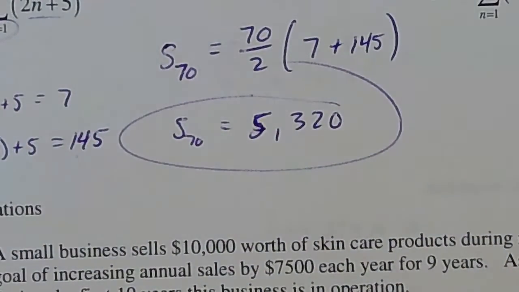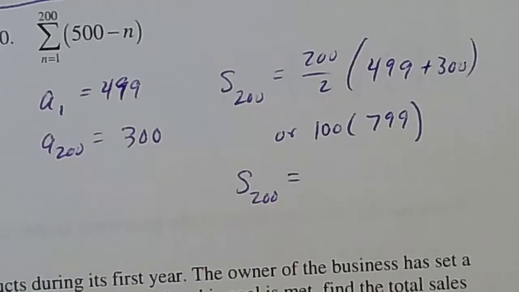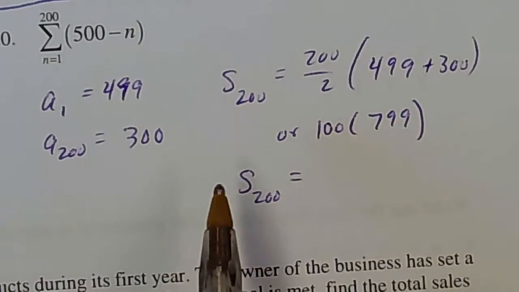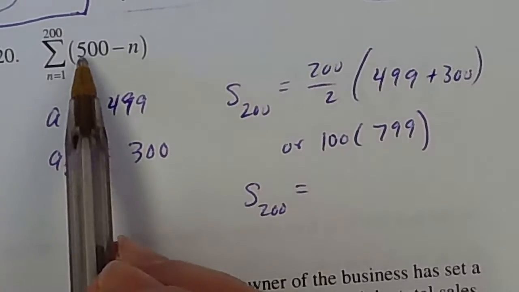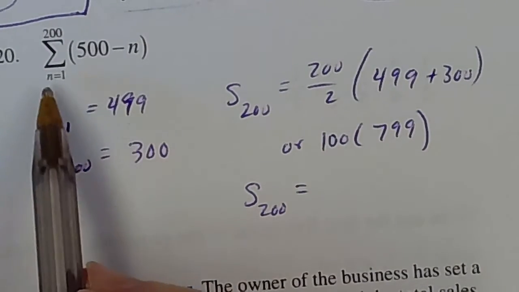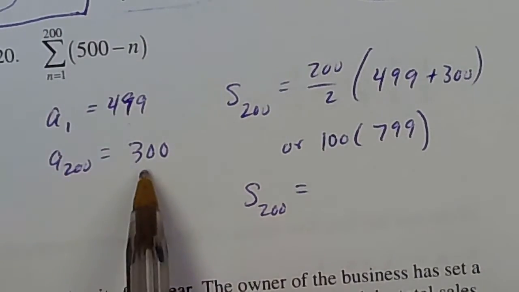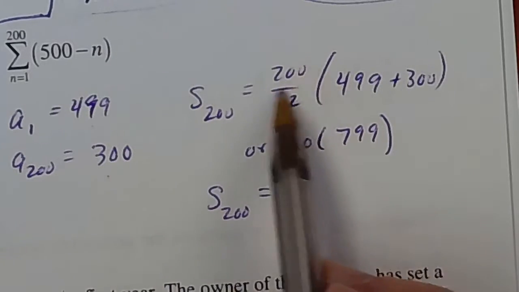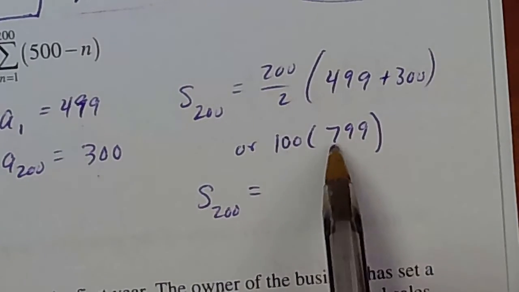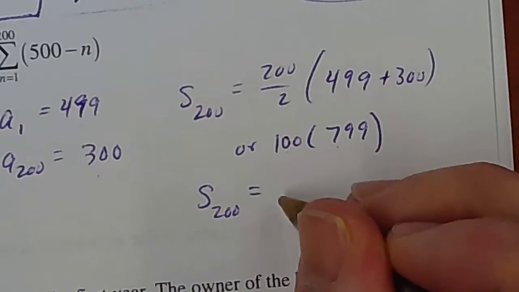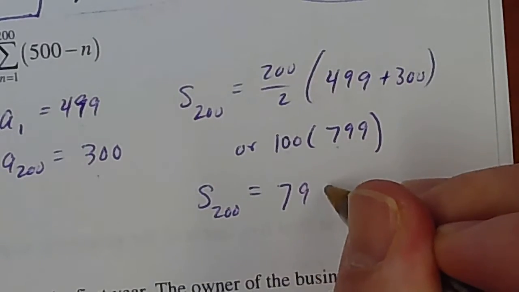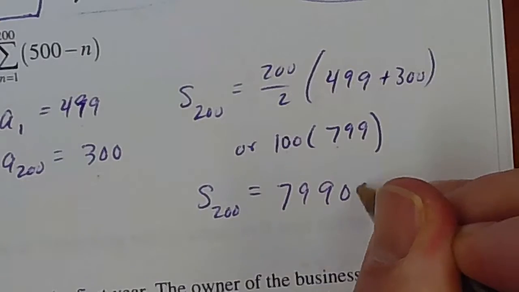Okay, pause and try 20. All right, this one you could pretty much do without even touching a calculator. Plugging in 1, pretty easy to do that one. Plugging in 200, 300. And now we're ready to go ahead and start the formula. So half of 200 is the 100. This is easily 799. And multiplying things by 100, just add 2 zeros. So that one is pretty easy on the mental math.